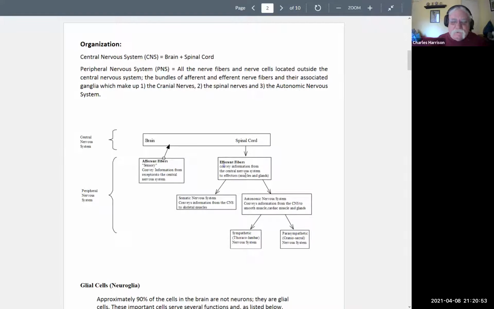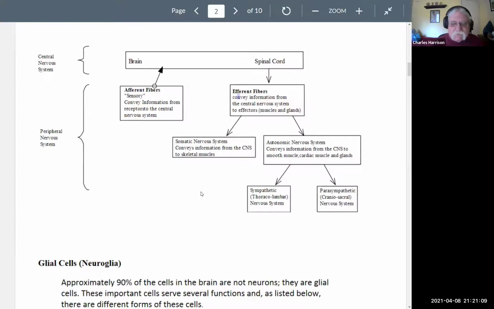Going out, the efferent fibers split up. Some go to the voluntary nervous system. Voluntary nervous system is also referred to as the somatic nervous system. Right here. Somatic nervous system. Somatic means of the body. This is all voluntary. So this would be muscles. This would be skeletal muscles that are being acted upon or innervated. Okay, skeletal muscle.